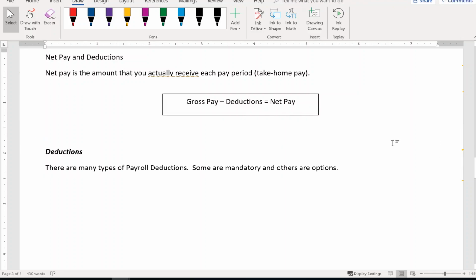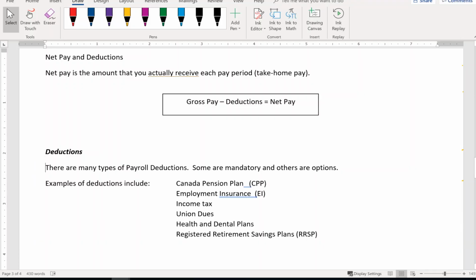Now, there are many types of payroll deductions. Some are mandatory and some are not. Some examples of deductions include the Canadian Pension Plan, employment insurance, income tax, union dues, health and dental plans, and registered retirement savings plans.